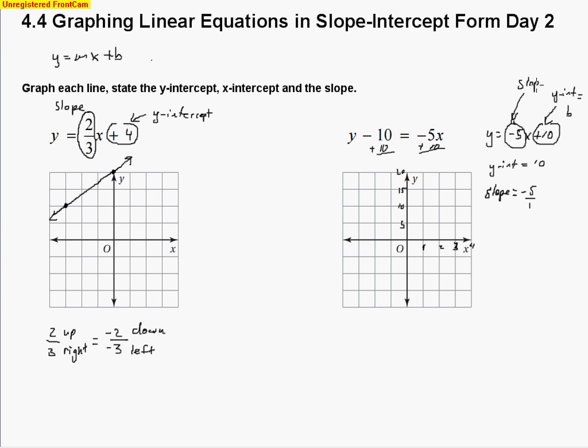And then we'll go ahead and use those points to graph the line. So I'm going up 10 spaces on my graph, and then I'm using the slope. The slope is -5 to 1. So I'm going down 5 spaces, and then I end up going 1 to the right. And that gets me on that line.